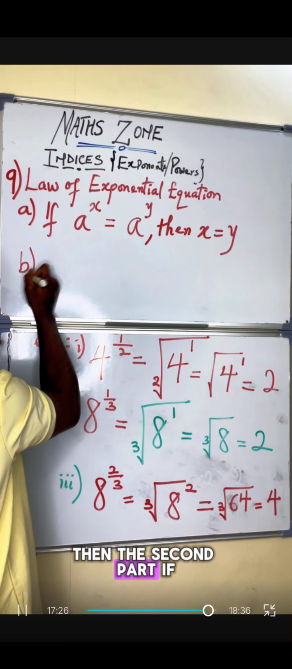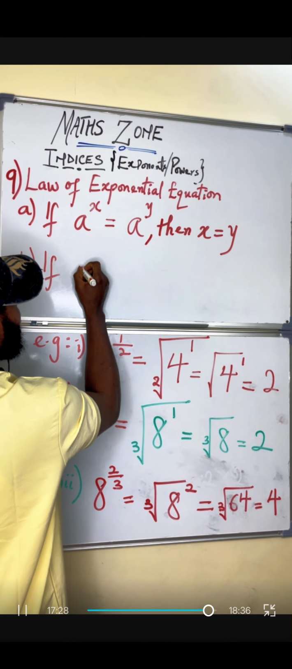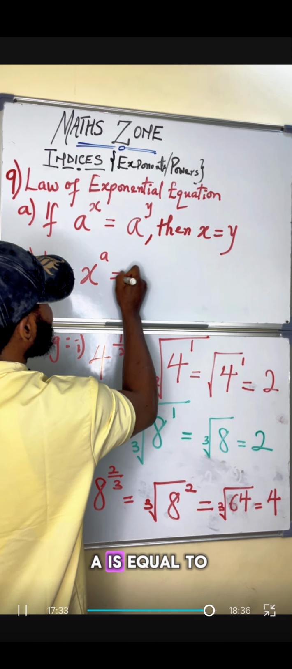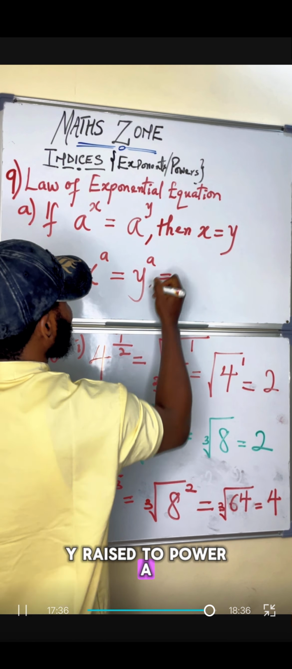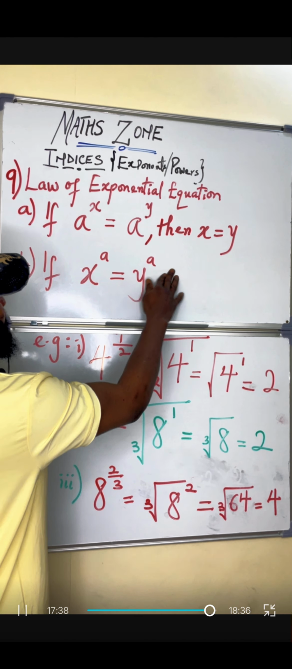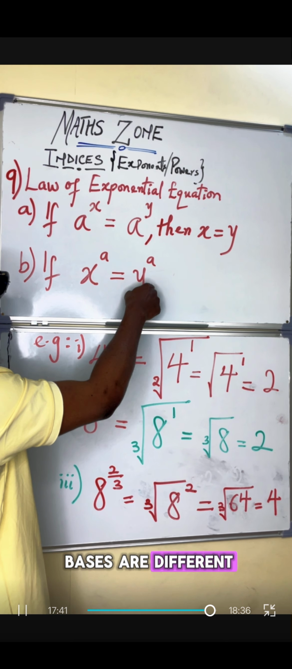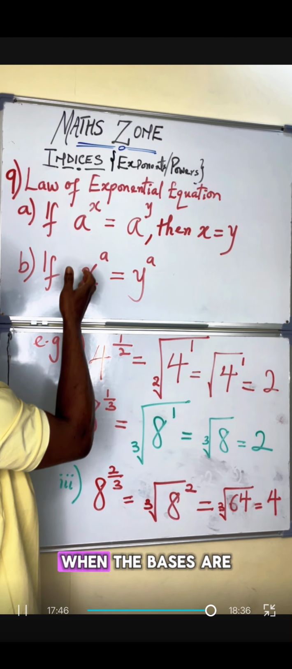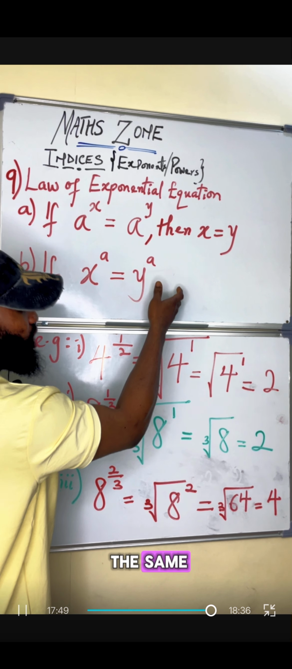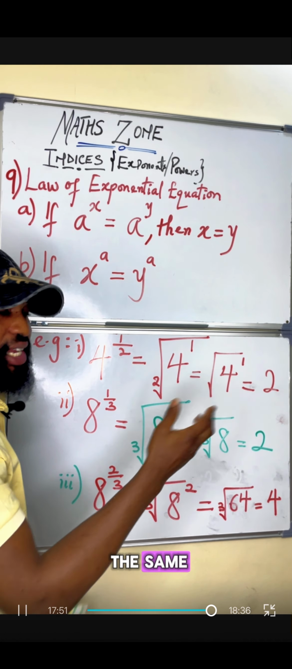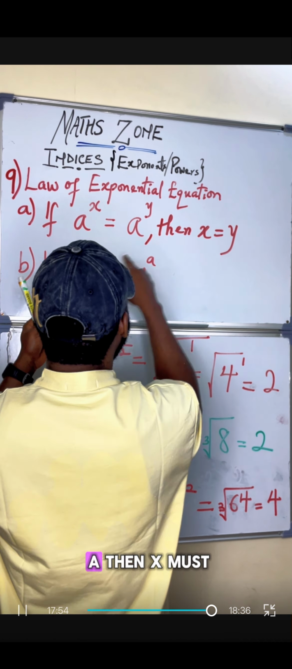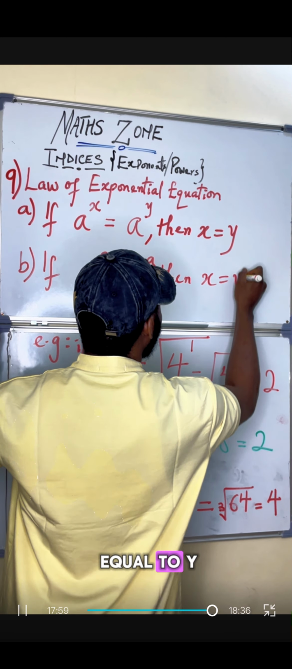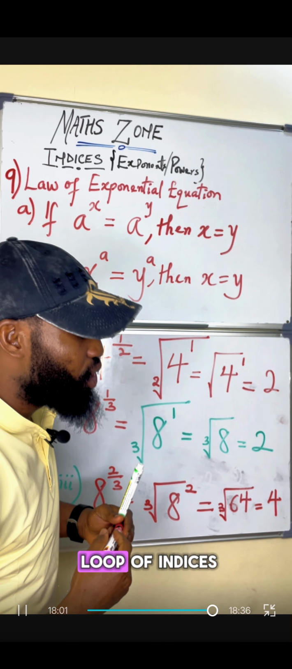Then the second part, if X raised to power A is equal to Y raised to power A. Now look at this. What do you notice in this case? You notice that the bases are different, while the powers are the same. It's still the same thing. When the bases are the same, the powers must be the same. When the powers are the same, the bases must be the same. So if A is A, then X must also be equal to what? Y. Then X is equal to Y. This is the last law of indices.